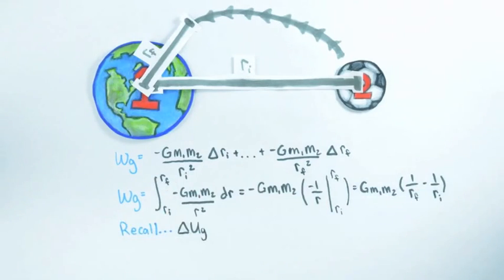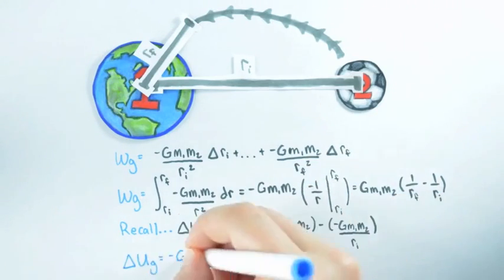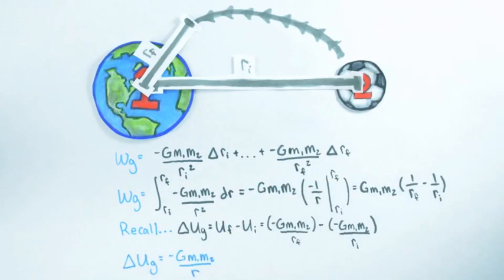Now recall, delta U means U final minus U initial. So we see that by comparison, we can find the expression for U sub g, the gravitational potential energy associated with Newton's universal law of gravitation. Interestingly, it's negative. We'll discuss more about that later, but for now, let's emphasize here that what's directly relevant physically is the change delta U_G.